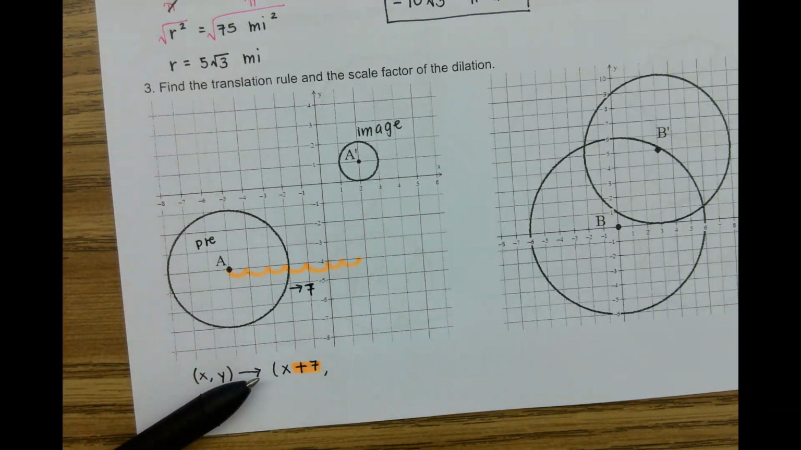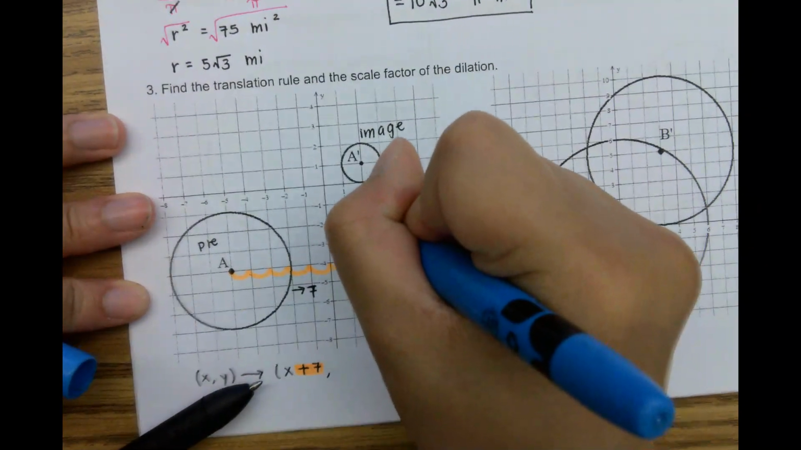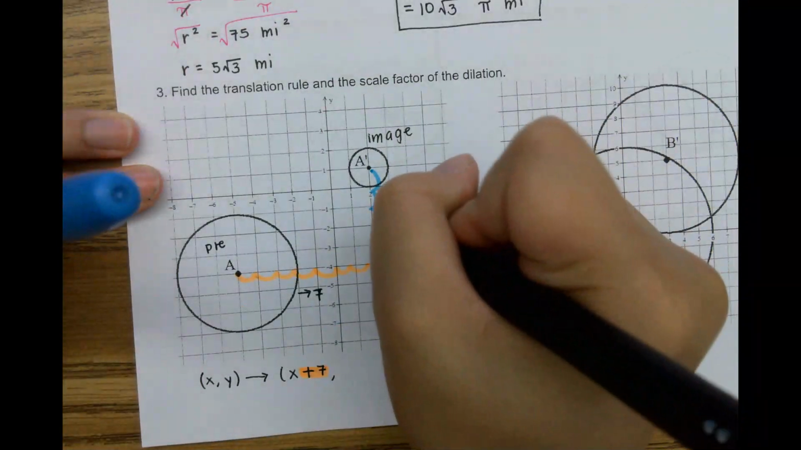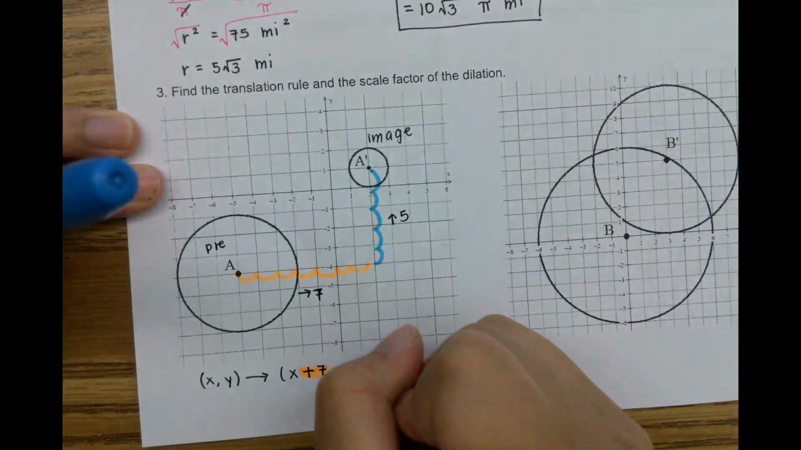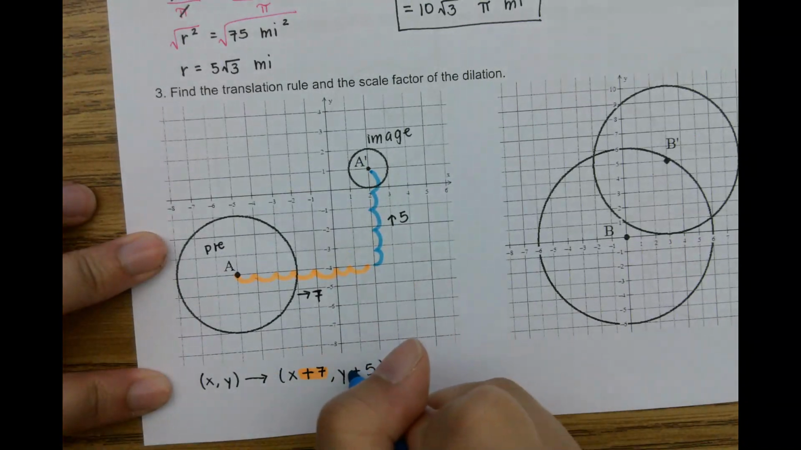Then it moves up 1, 2, 3, 4, 5 up. So that's dealing with y's. Up is positive, so y plus 5. Okay. So that's the translation rule.